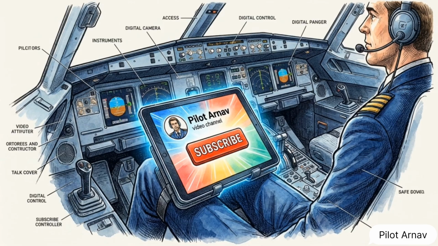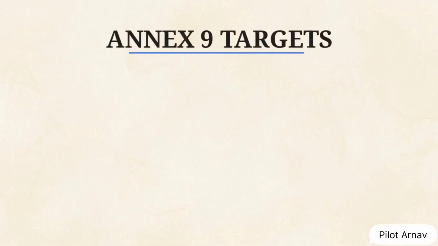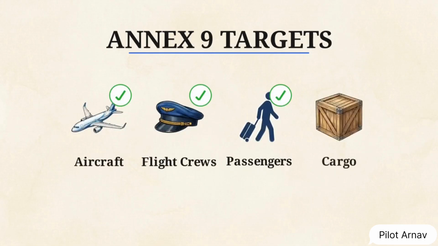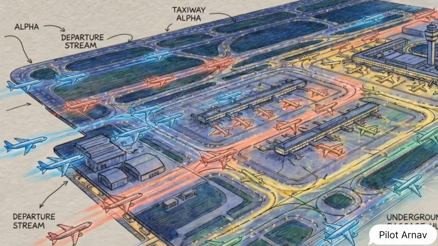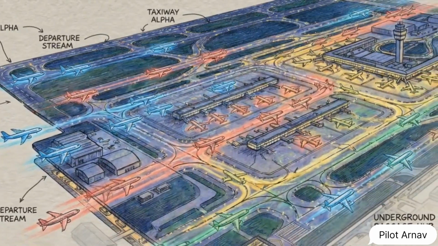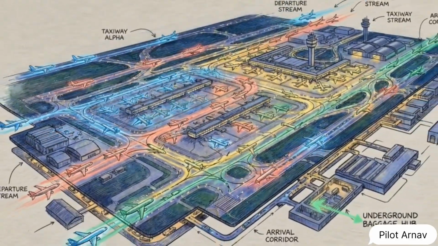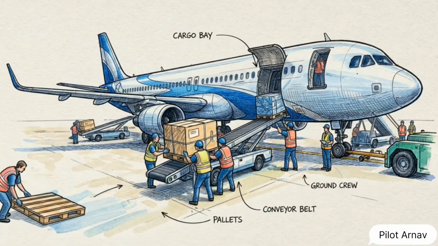The core objective of Annex 9 facilitation is straightforward: preventing unnecessary delays for aircraft, flight crews, passengers, and cargo during international transit. Mastering this framework requires learning the precise legal definitions and boundaries that keep global air traffic moving efficiently. Let's start on the operational tarmac.